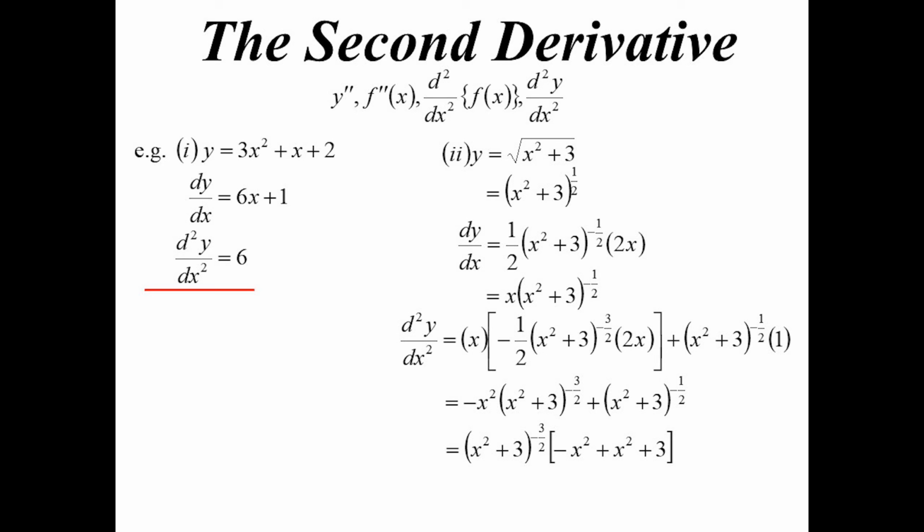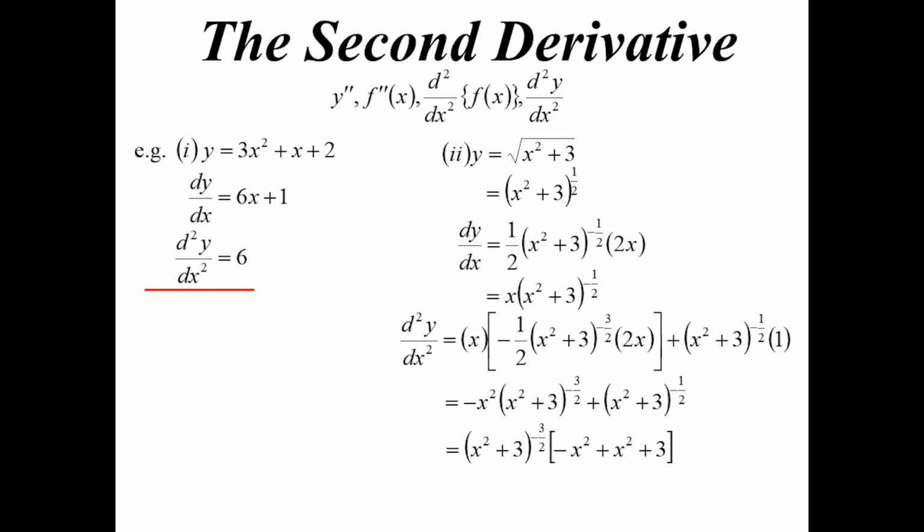And then sometimes people get a bit mucked up when we've got negative powers. Remember, factorising is division. So if I divide x squared plus 3 to the minus half by x squared plus 3 to the minus 3 on 2, I would subtract the powers. So minus a half minus 3 on 2 becomes plus 1. So I'm just left with x squared plus 3 inside. And the minus x squared and the plus x squared cancel.